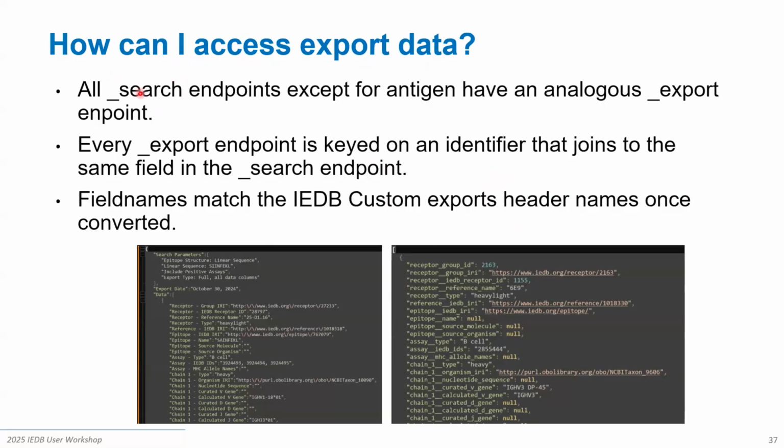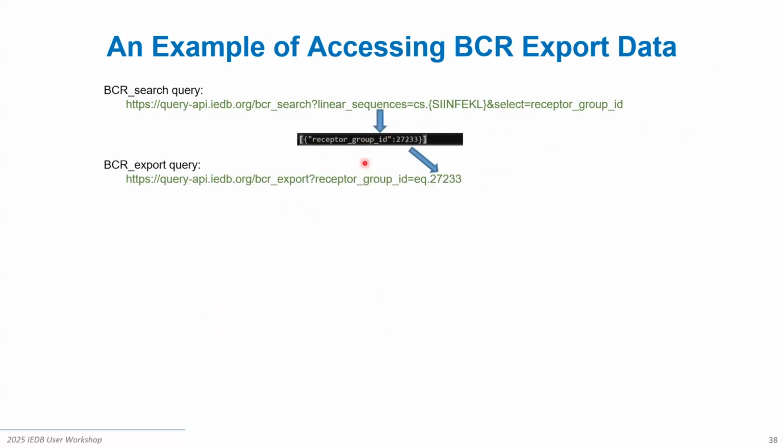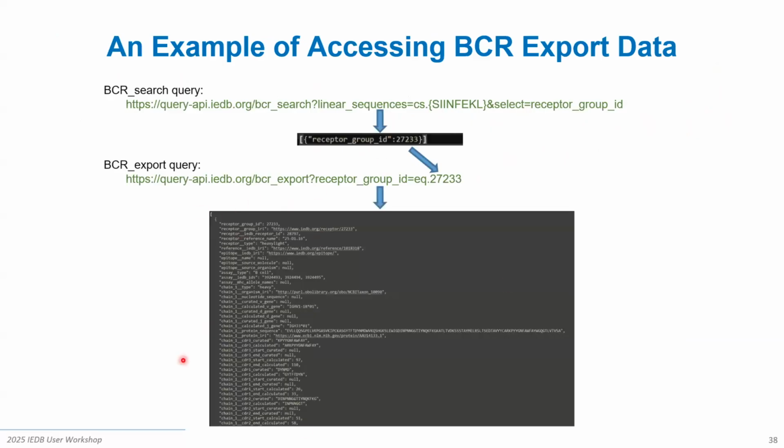All of our search endpoints have analogous export endpoints, with the exception of Antigen, because Antigen is such a small export. It's keyed on identifiers, and the names are converted to directly match what is in the export, for ease of use. You would run the query, get your group and your ID, and then run your export there.